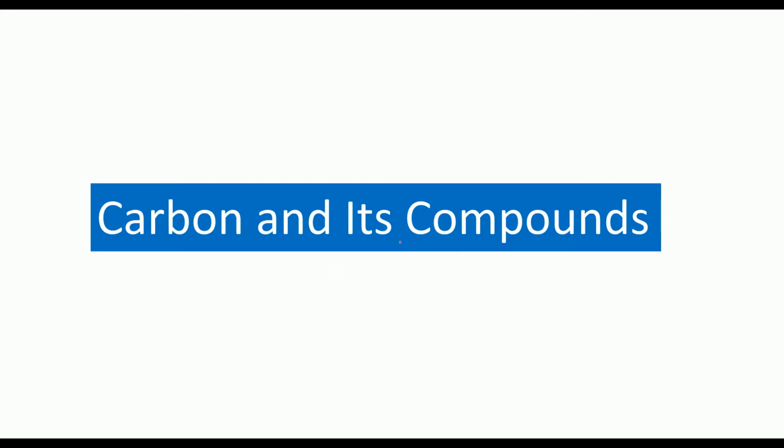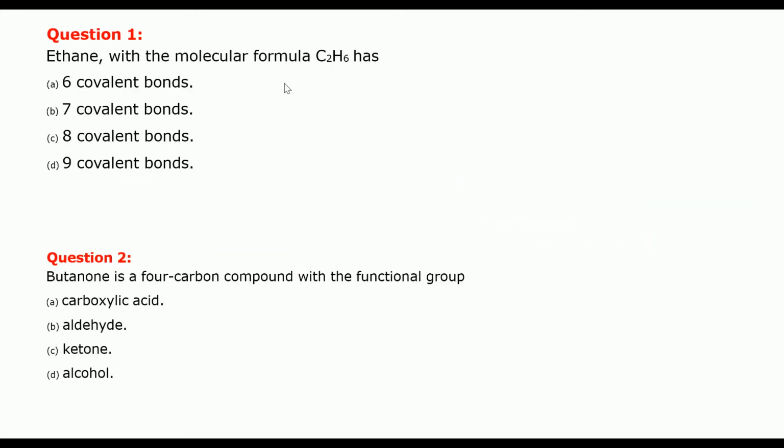Question answers on carbon and its compounds. First is ethane with molecular formula C2H6 has how many covalent bonds? The answer is 7 covalent bonds. We'll see how these are 7, because there are certain questions relating to this.